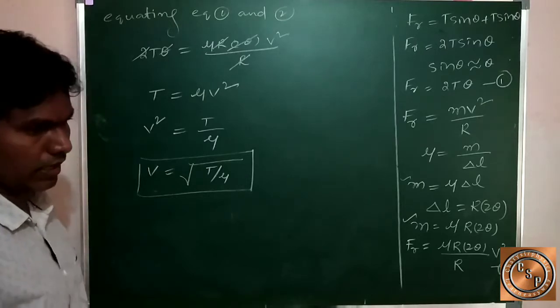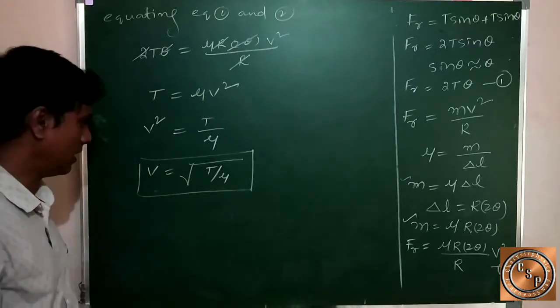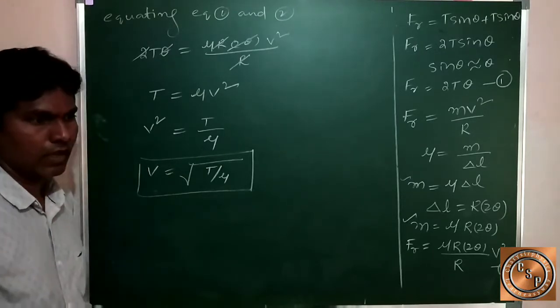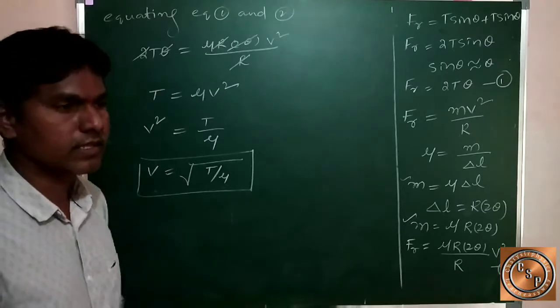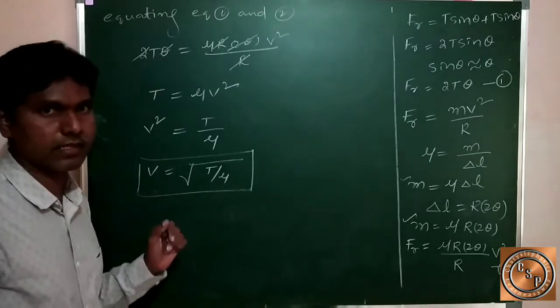If the direction is indicated or represented, it is considered velocity. If only the magnitude is considered, it's considered as speed.